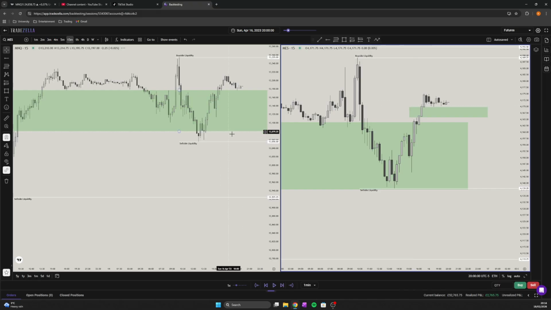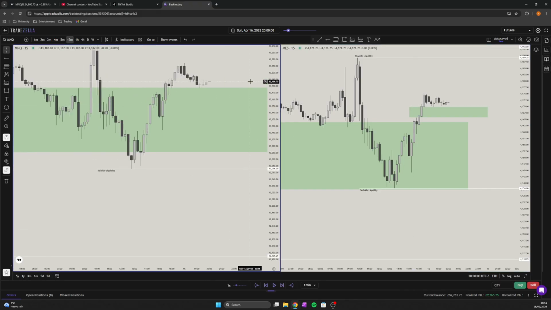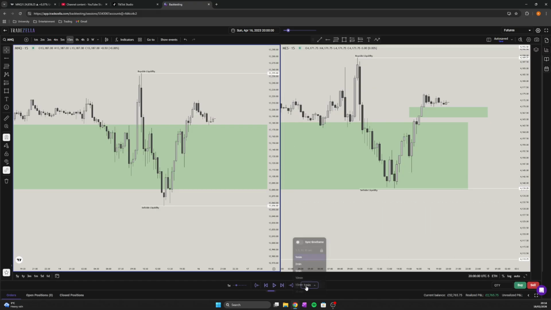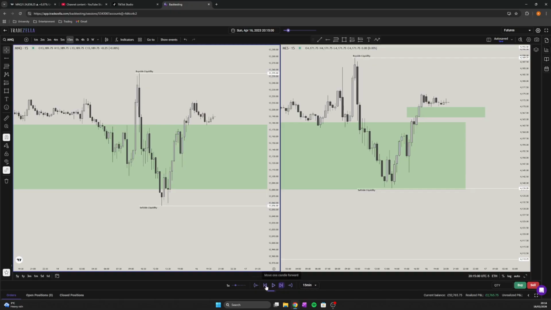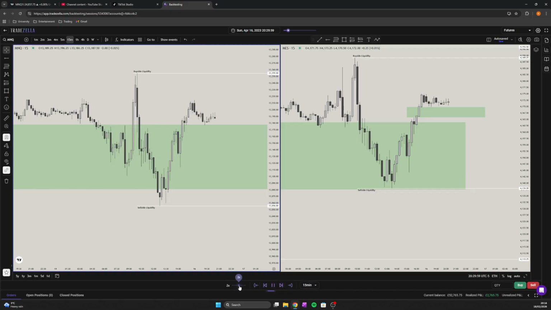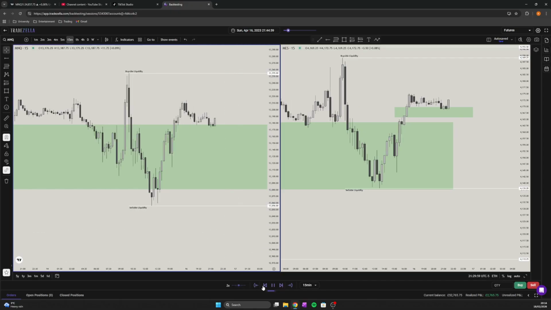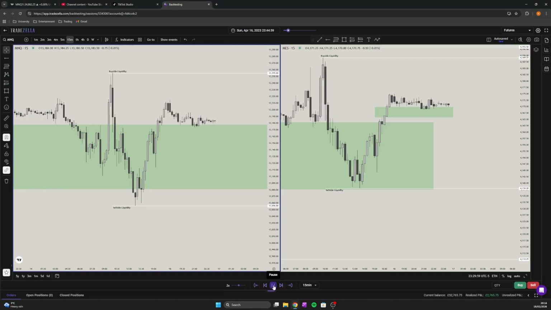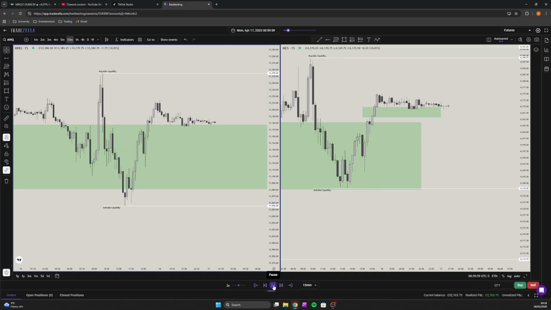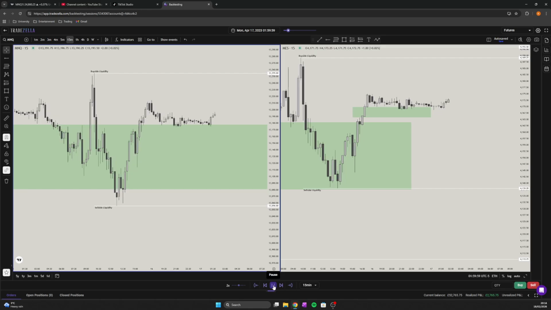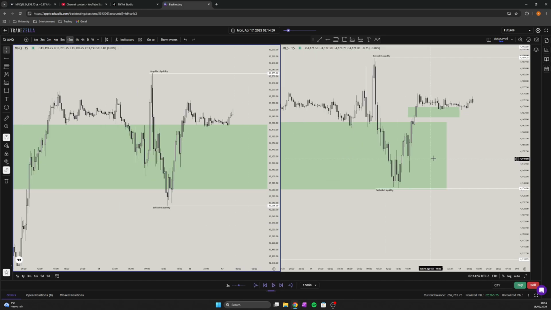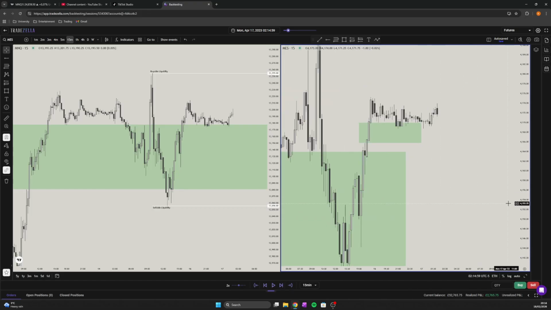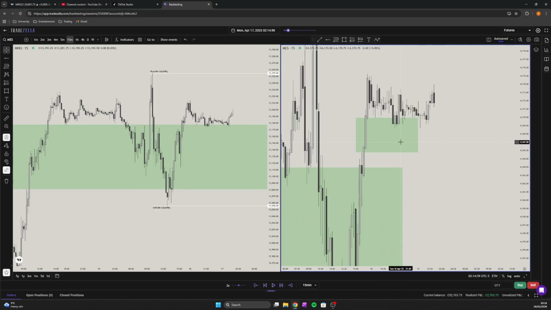Now let's quickly run through and see what Asia does. So we're in the Asia session right now. Let's go on the 15-minute. Let's play this on 2x speed. Okay, we see nothing but straight consolidation. Let's stop that here. You see price actually respect the Audi thing.